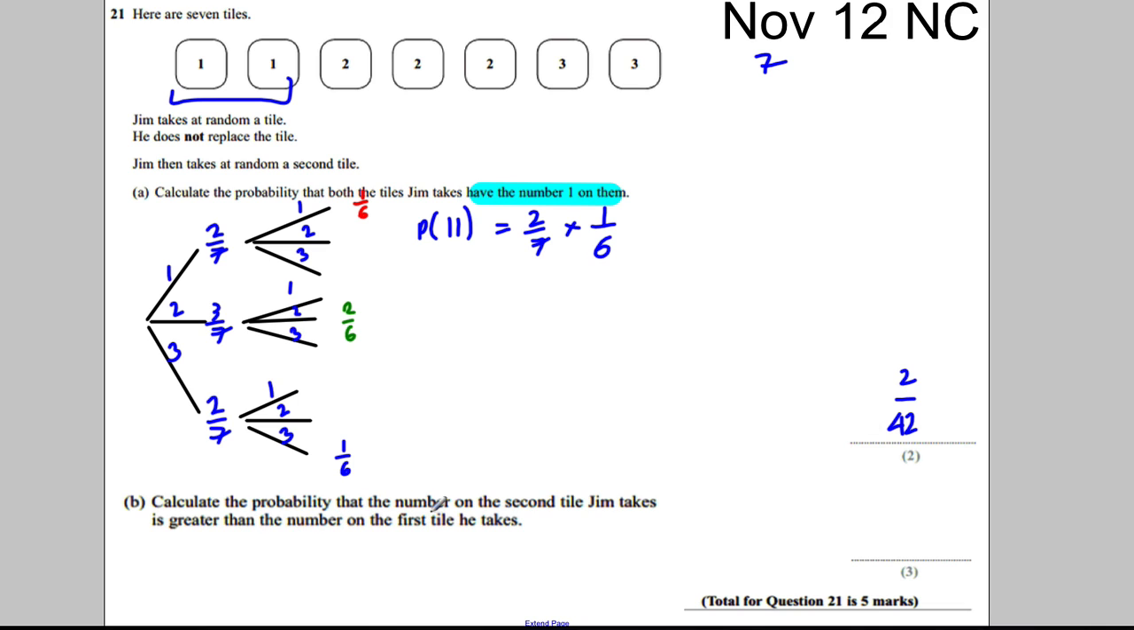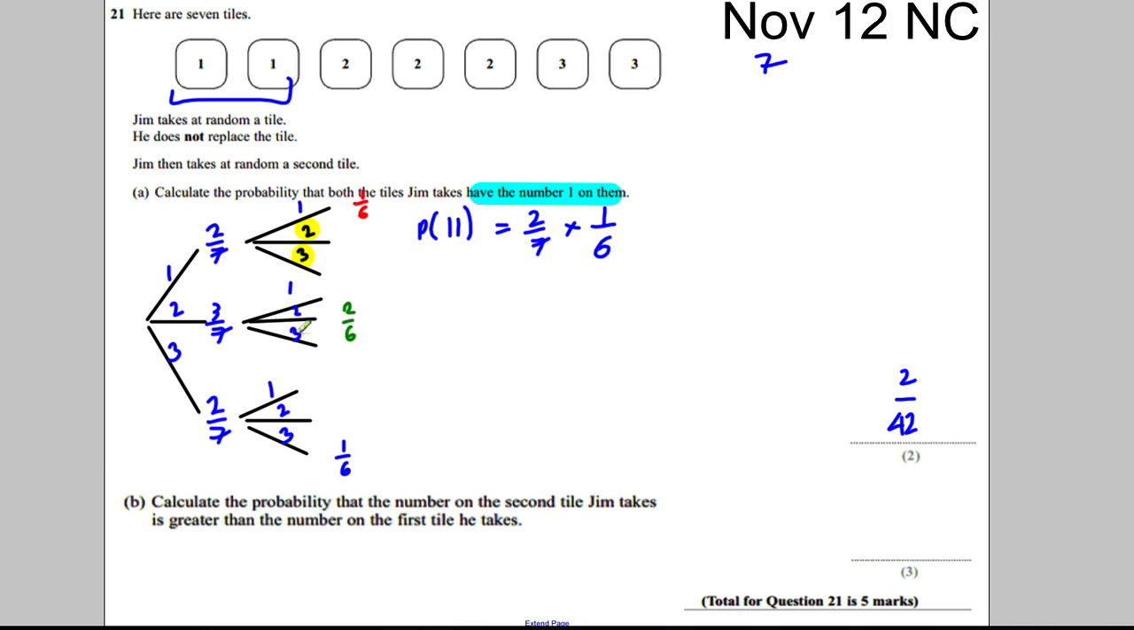Calculate the probability that the number on the second tile that Jim takes is greater than the number on the first. So let's look at when this is true. Imagine he took a 1. If he got another 1, would that be greater? No. But 2 would be and 3 would be. So there are 2 options.